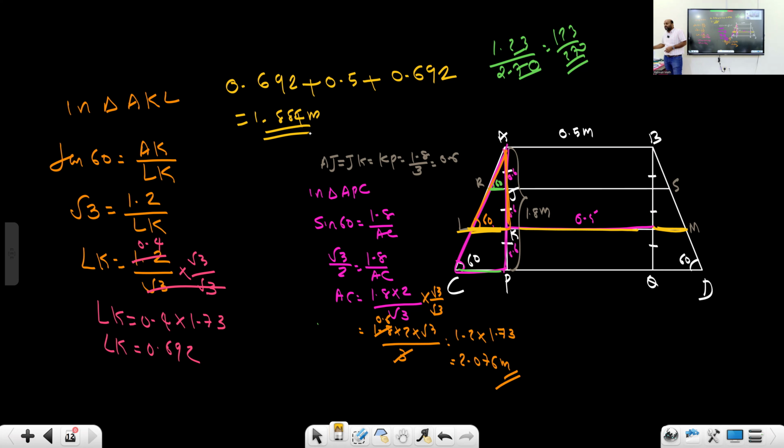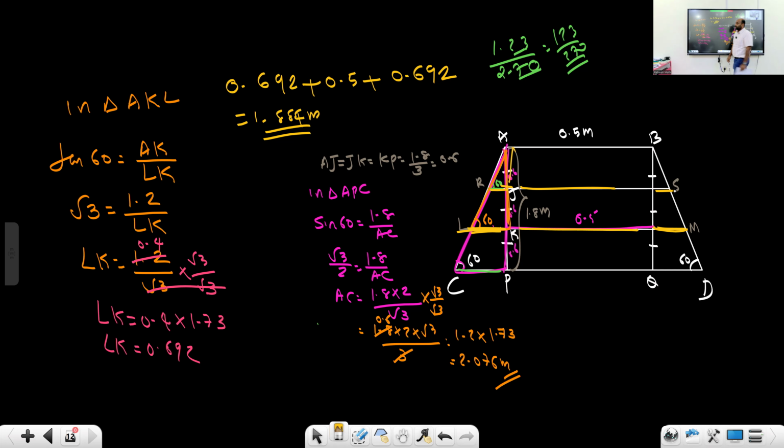Find the length of step RS. Where is RS? RS we can find because already we found this. We didn't find it now. But can you find RS? How can you find RS? 0.6 by this we will get. This value plus 0.5 plus this value.